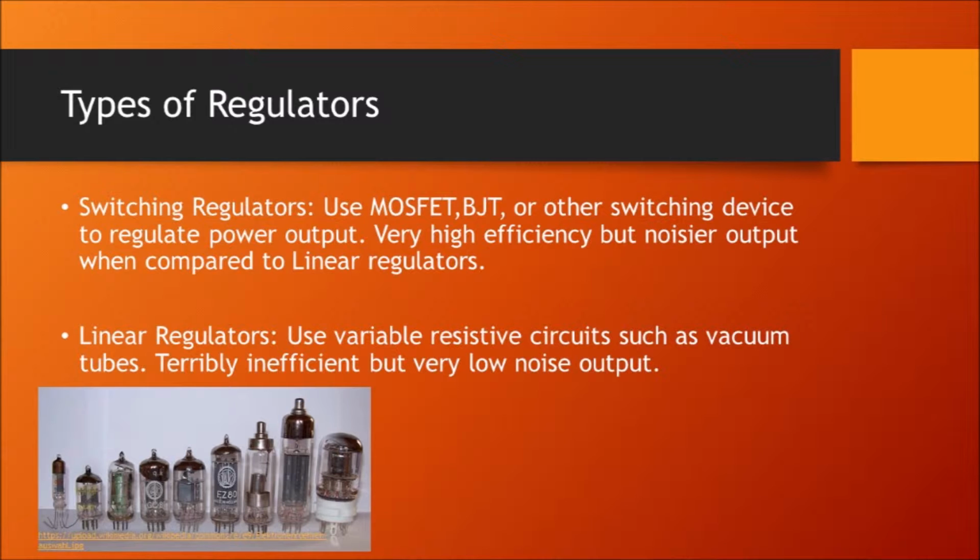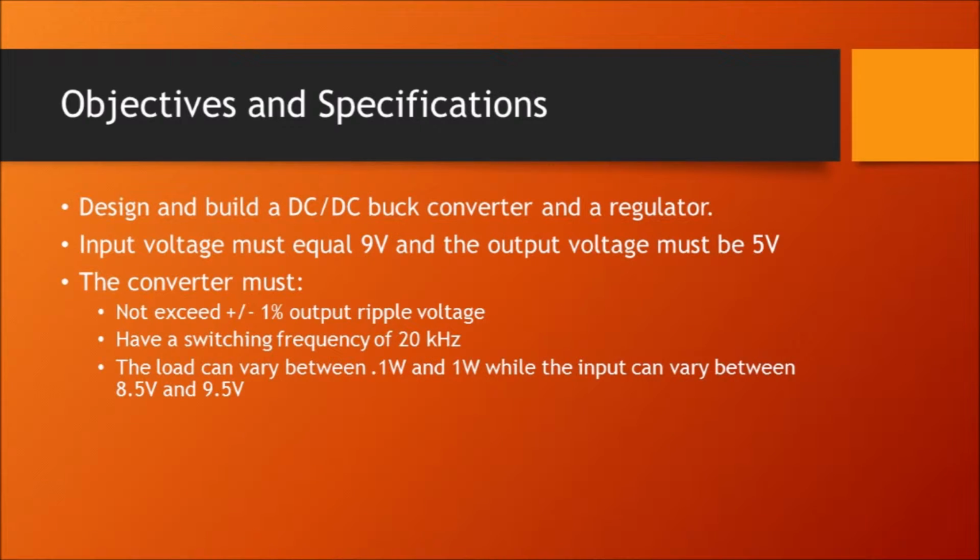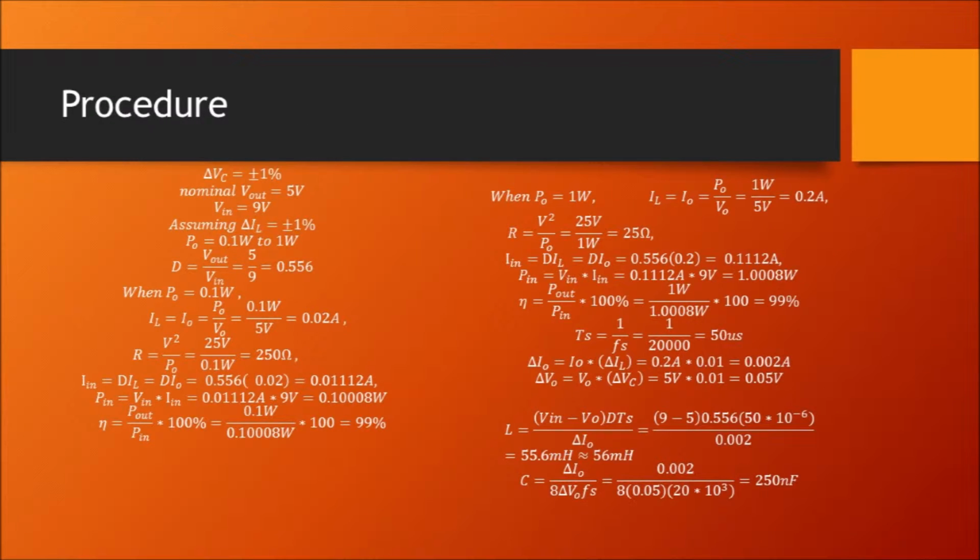Our project requires a DC-DC buck converter that will step down a 9-volt input to 5 volts. The converter must not exceed a plus or minus 1% output ripple voltage and have a switching frequency of 20 kilohertz. The load can vary between 0.1 watts and 1 watt, while the input can vary between 8.5 volts and 9.5 volts. With these specifications in mind, we can move on to the open loop calculations.